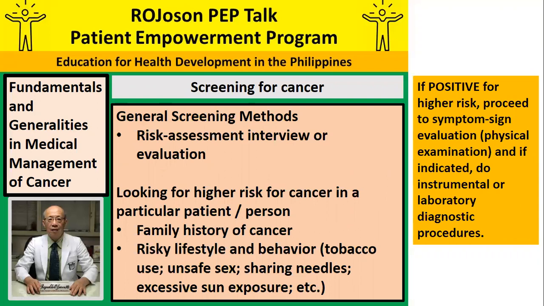Let's start with the risk assessment interview or evaluation. This is done to look for higher risk for cancer in a particular patient or person, for example, family history of cancer, risky lifestyle and behavior such as tobacco use, unsafe sex, sharing needles, excessive sun exposure, etc. If positive for higher risk, the recommendation is to proceed to symptom and sign evaluation or physical examination, and if indicated, do instrumental or laboratory diagnostic procedures.